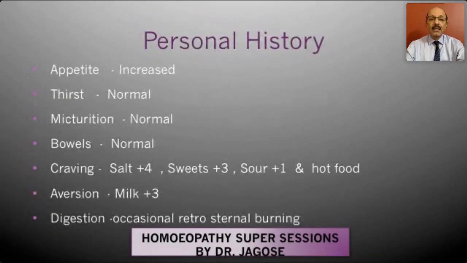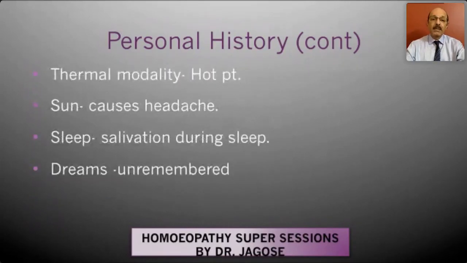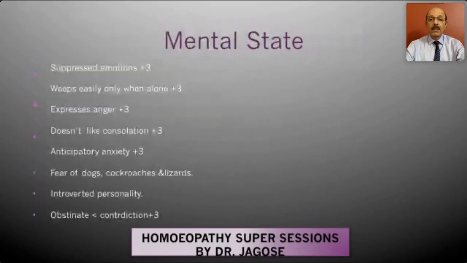Personal history: appetite increased, thirst normal, bowels normal, craving for salt, sweets, hot food in order of importance, aversion to milk, digestion with occasional retrosternal burning. Perspiration in order of importance: soles, palms, nape of neck, black indelible stains. Menstrual function: menarche at 13 years of age, regular menstrual periods till 23 years of age, now irregular since 2 years, reduced flow with reddish clotted discharge lasting for 2 days, abdominal pain and backache during menses. Thermally hot patient, sun causes headache, salivation during sleep, dreams unremembered.